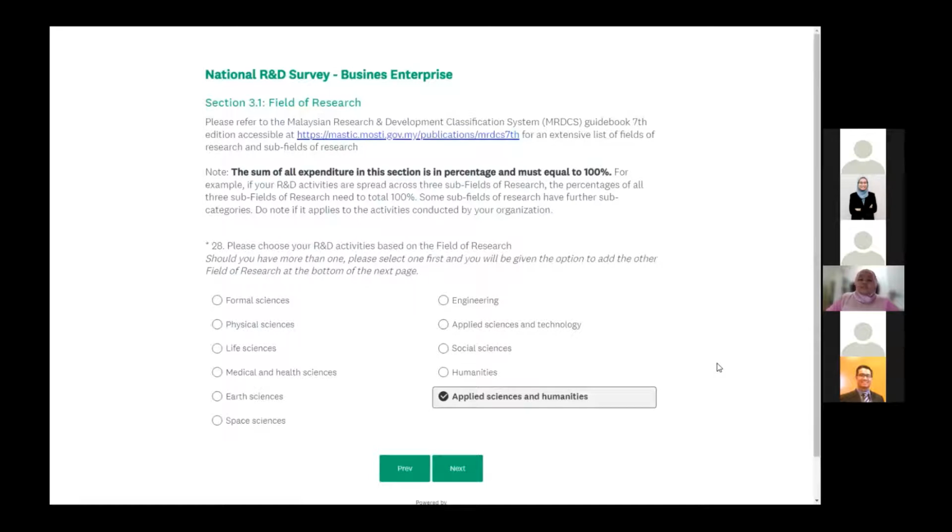Okay, section 3.1 refers to field of research. I hope that your designated research assistant has given you this folder called field of research in the form of a PDF. However, if they have not, you can download it at https://mastic.mosti.gov.my as linked in the page below. If your company has done more than one field of research, then you can click one first, then later we can continue next. We shall start for an example with applied sciences and humanities.